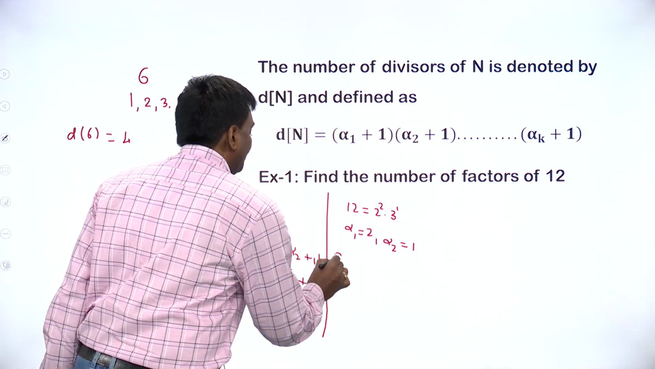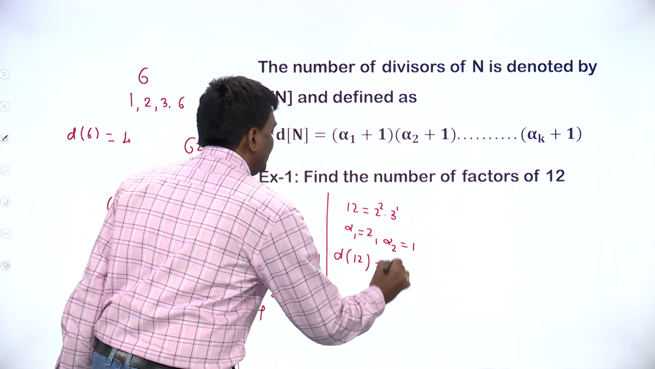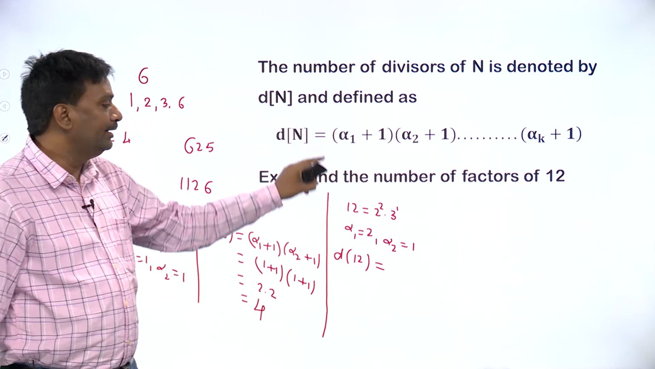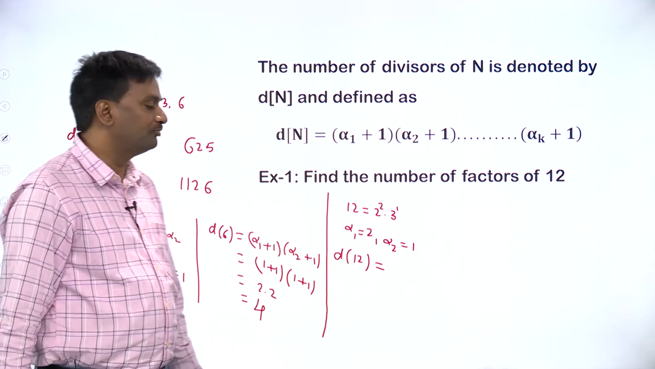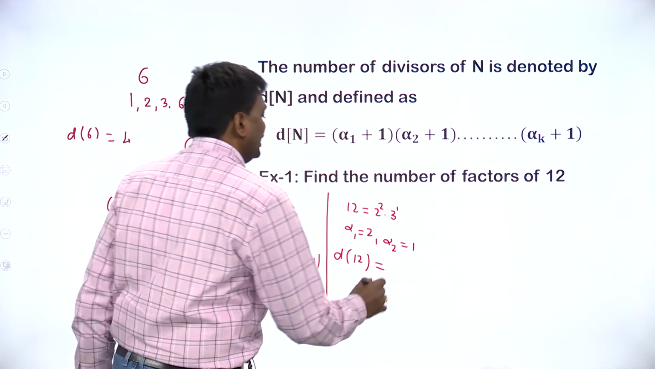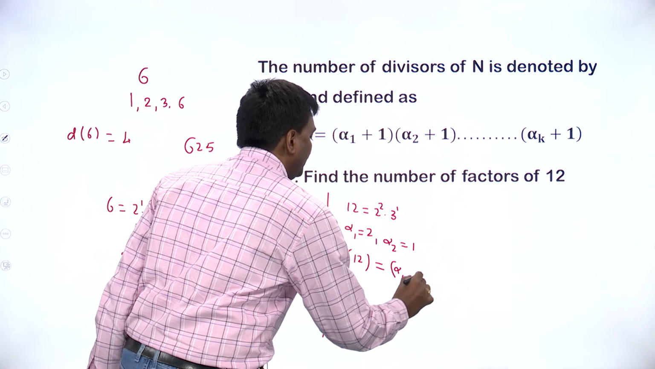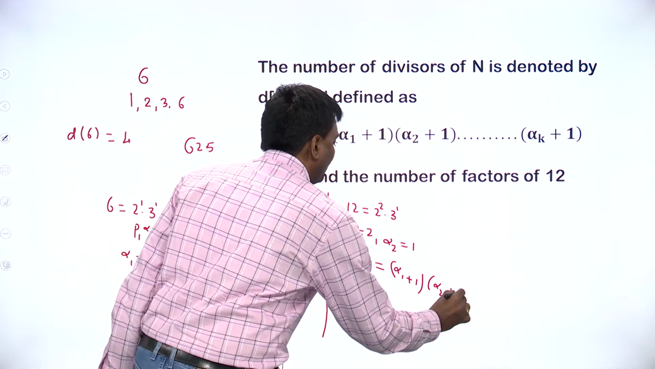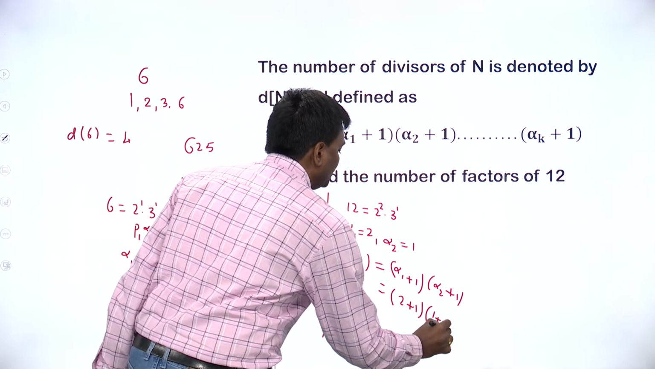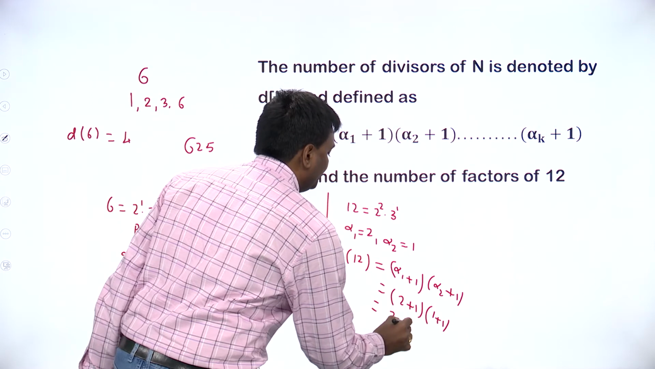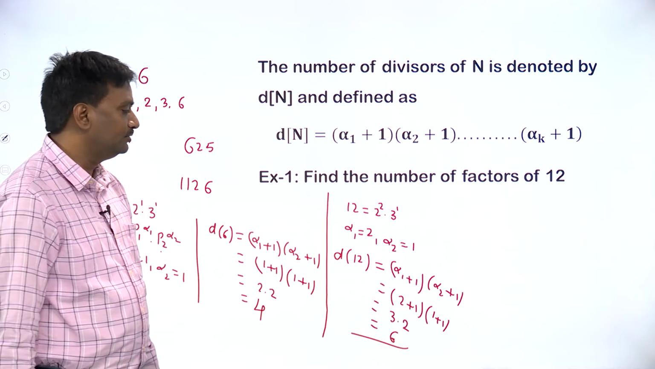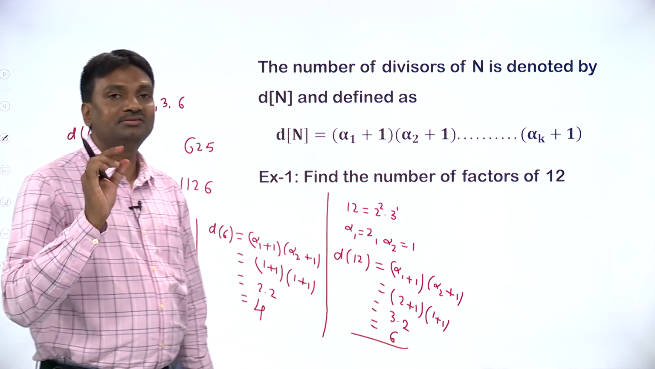Now the number of divisors of 12: d of n represents the number of divisors of n, and in place of n we are taking 12. So d of 12 equals, the formula is alpha 1 plus 1 into alpha 2 plus 1, that is 2 plus 1 into 1 plus 1. 2 plus 1 is 3, 1 plus 1 is 2, so 3 into 2 is 6. So the number 12 has 6 divisors.